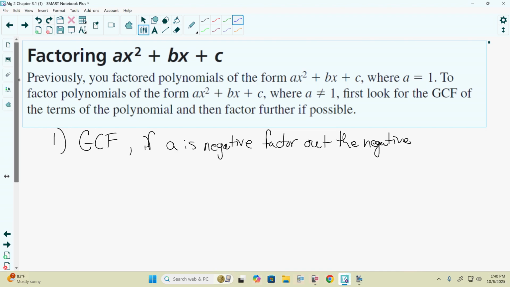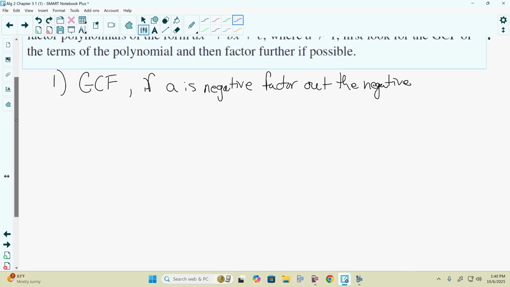And when we factor, we're going to rewrite it from ax squared plus bx plus c into a more factored form. Normally, it's going to be two sets of parentheses with three spaces. Now, there's going to be 5 main steps with factoring.